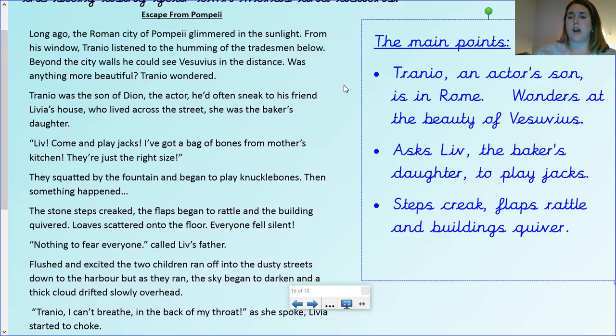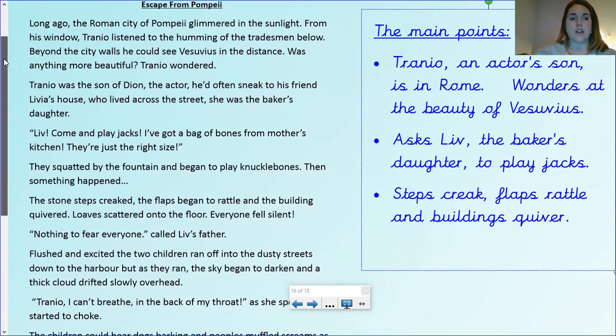So I've decided to write Tranio, an actor's son is in Rome, wonders at the beauty of Vesuvius. So I've written it in note format, not full sentences. That's absolutely fine. It's just to jog our memory. My next point is ask Liv, the baker's daughter, to play jacks. And the final one I have done is steps creak, flaps rattle and buildings quiver. So I've started it off for you. You are more than welcome to copy my first 3 main points.